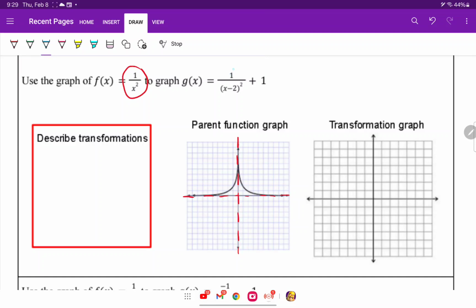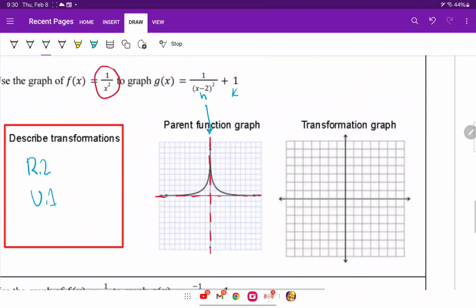So the 1 does not have a reflection because it's not negative, so we don't have to worry about that. This is h. Insiders lie, so it's actually a 2. And that's a positive 2, so it goes to the right 2. And that affects your vertical asymptote. This is the k value. It's positive, so we go up 1.